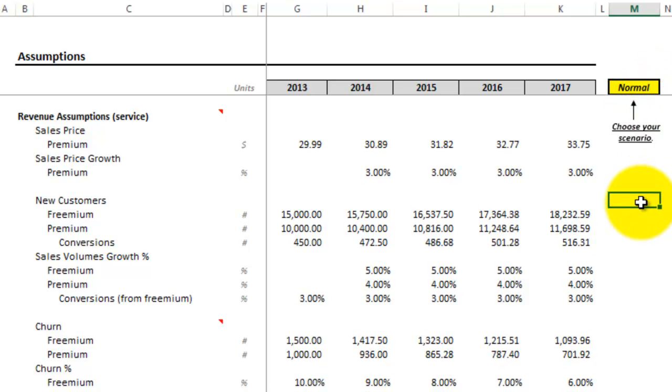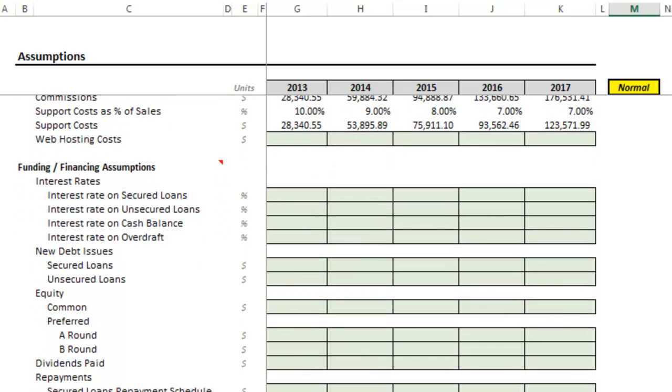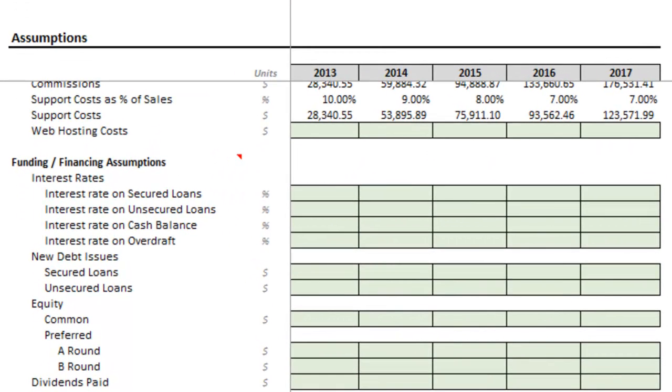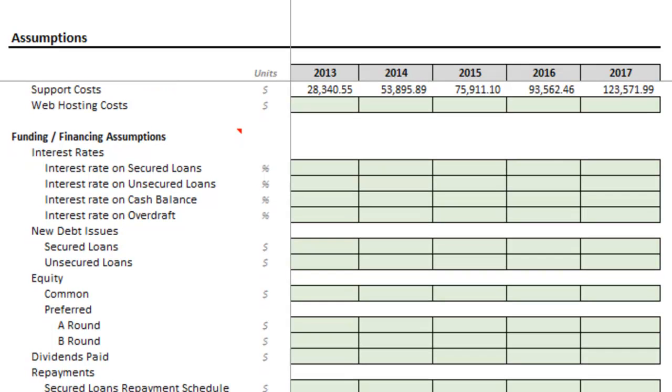And we need to go ahead and finish inputting data on this first section here. So let me go ahead and scroll down. And you can see the remaining green colored cells here. So first, let's say hosting costs is around $9,000 a year.